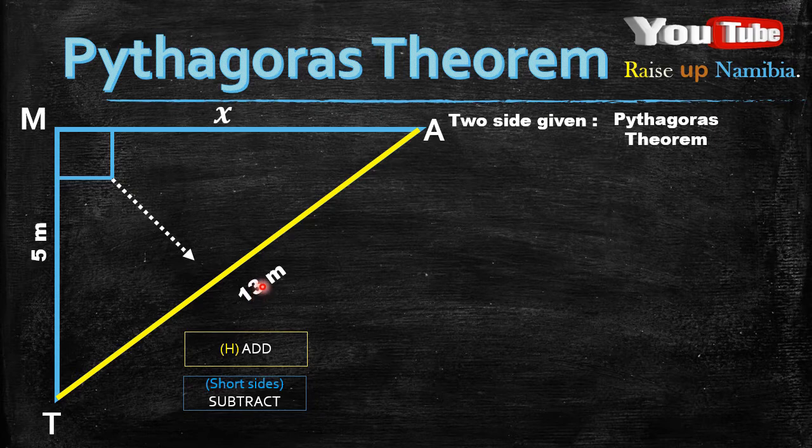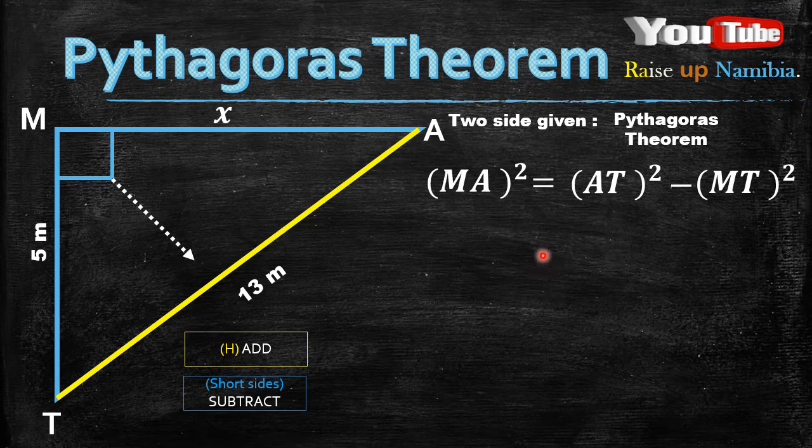So first, come up with your formula. Because we are looking for MA, you write MA squared is equal to AT, which is our hypotenuse, squared, minus MT squared. Now that you have come up with your formula, what is AT? Our AT is this 13, so we square that 13. What is our MT? Our MT is this 5, so we minus, and then we square that 5.